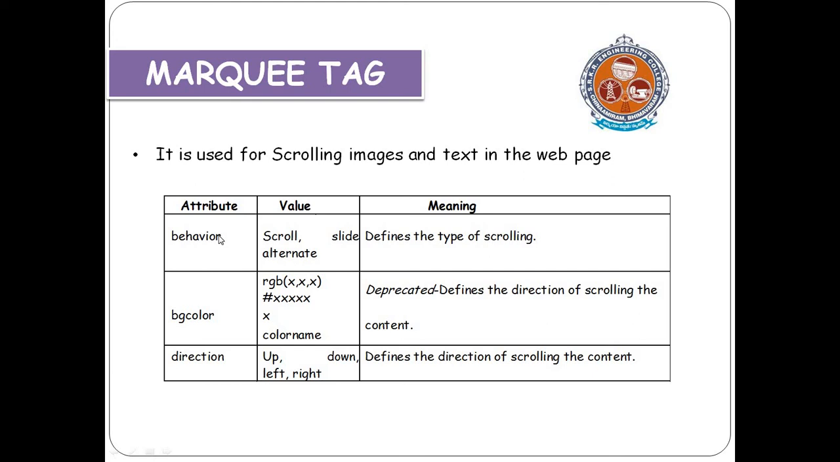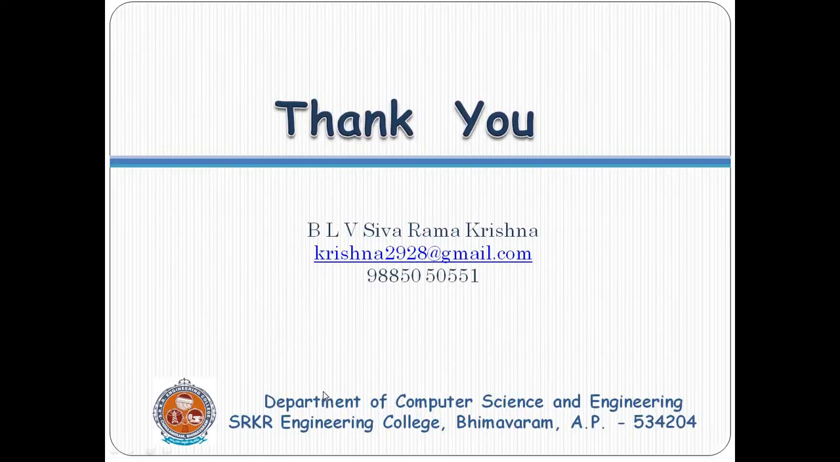Here some attributes are behavior: scroll, slide, alternate, which define the type of scrolling; bgcolor, that means the background color of that tag; then direction: up, down, left, right. Okay. So these are all the lists and the marquee tag. In the next video I will explain one example practically on the lists and the marquee tag.